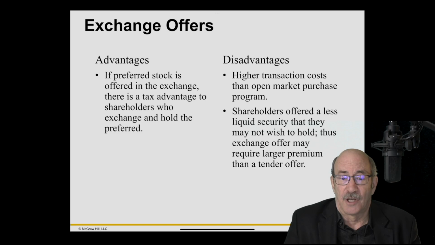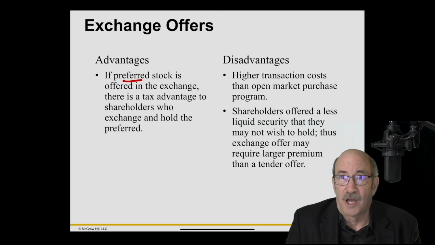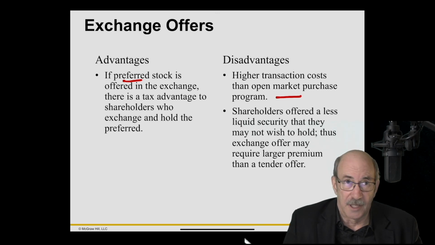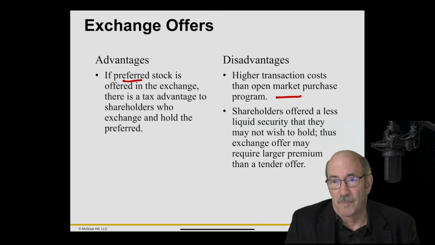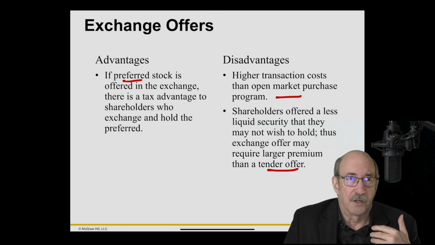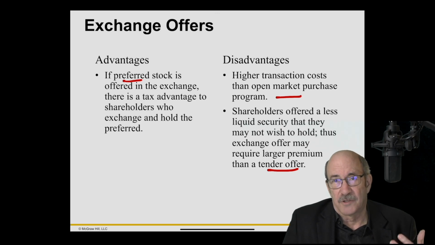Exchange offers, again, typically we're exchanging common equity for preferred stock. This is potentially advantageous from a tax perspective. Again, higher transaction costs than open markets. That's why open market repurchases are so popular. And then the shareholders are offered a less liquid security typically because there are usually many fewer preferred shares and the markets are much thinner than the common stock markets.